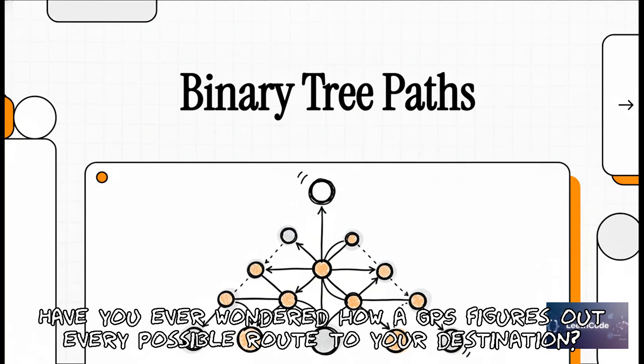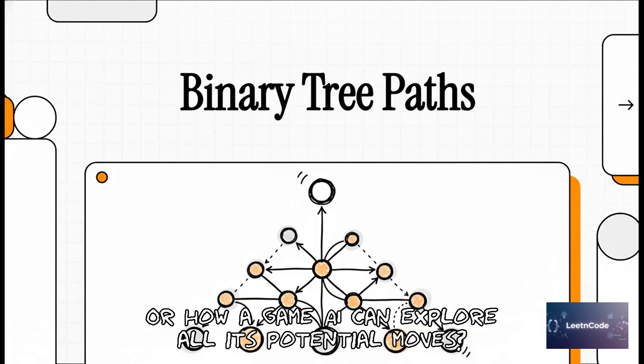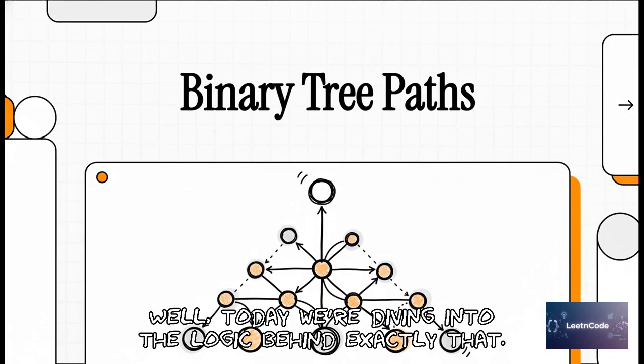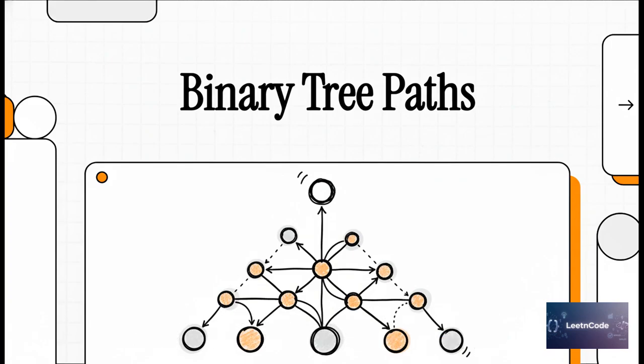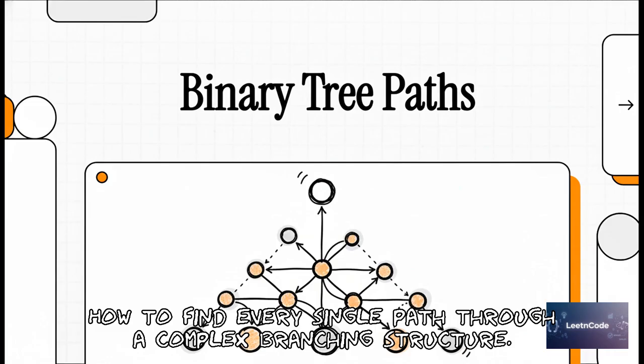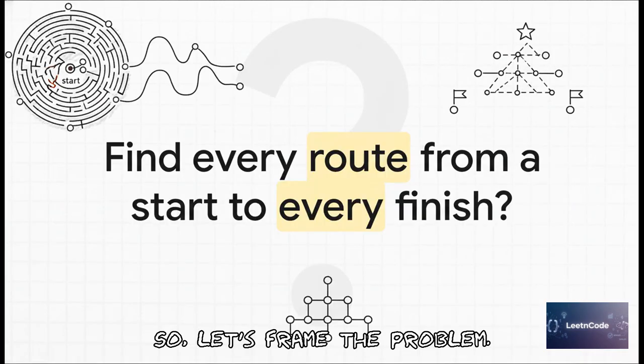Have you ever wondered how a GPS figures out every possible route to your destination, or how a game AI can explore all its potential moves? Well, today we're diving into the logic behind exactly that: how to find every single path through a complex branching structure. So, let's frame the problem.